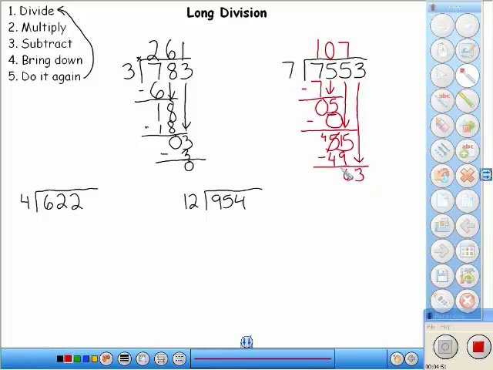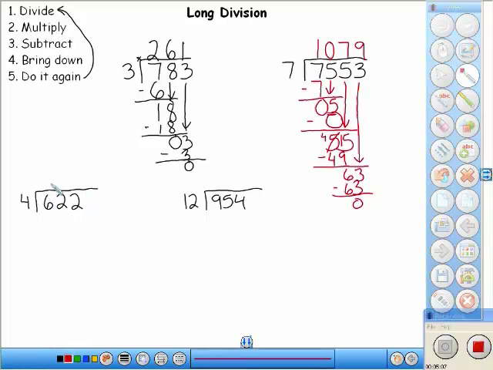And 7 goes into 63. How many times? Well, perfect. 7 times 9 is 63. And then 9 times 7 is 63. So it came out perfectly. Okay? Now this one here, notice on our first two problems we did not get a remainder. On this one here, we're going to get a remainder. I'm going to show you how to do that.